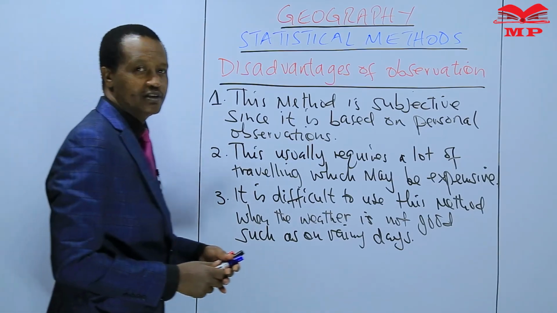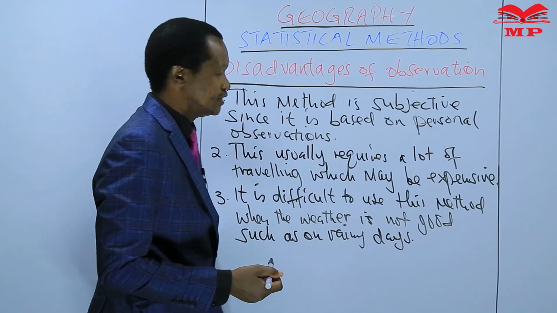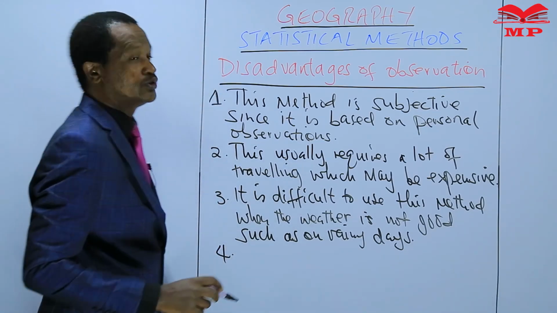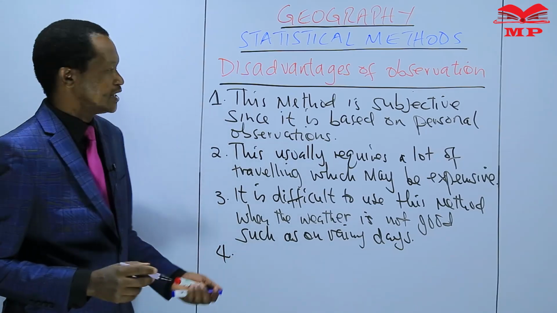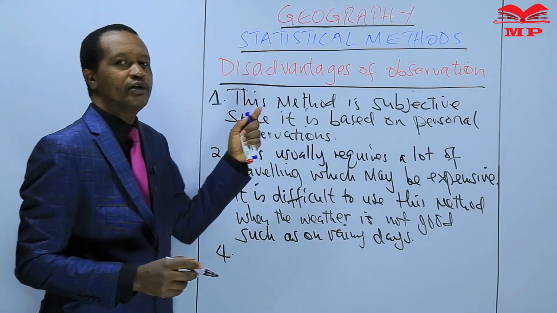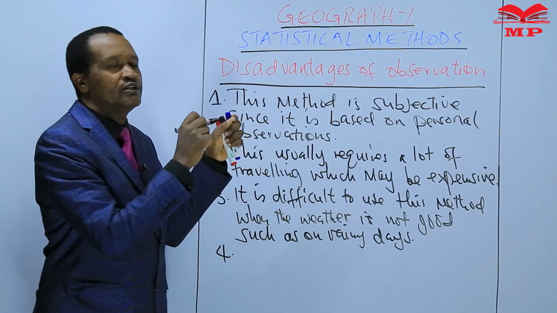Learners, is that clear? Let me proceed to give the fourth disadvantage of observation. Learners, another disadvantage is that visual impairment may limit the effectiveness of this method.